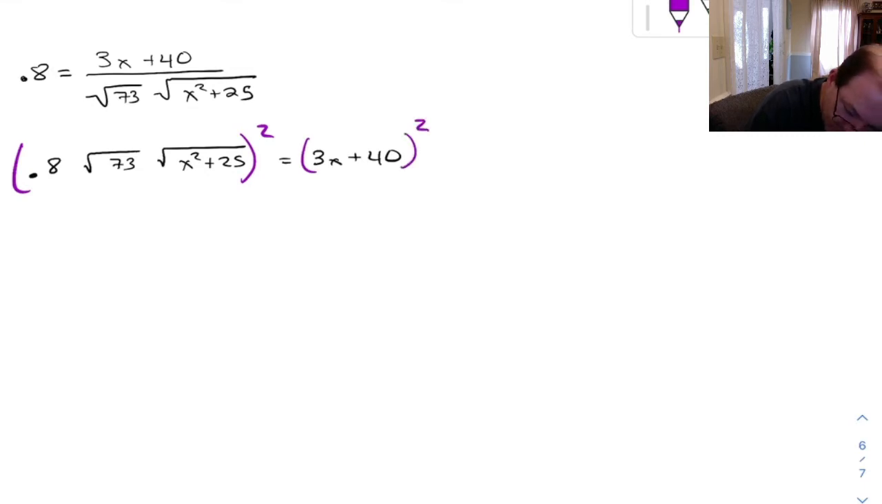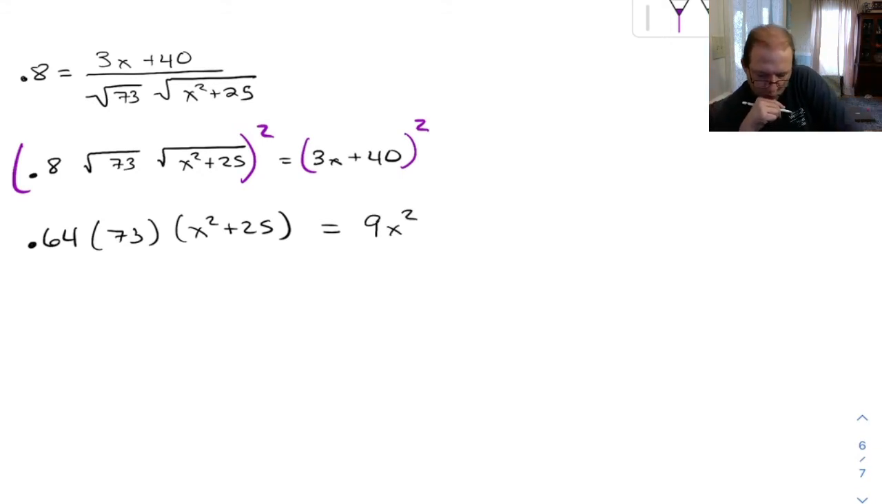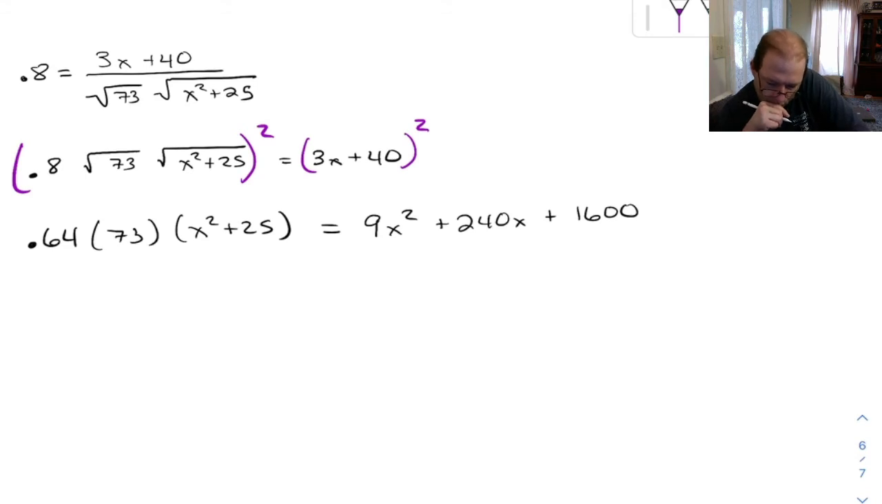Because when you square this on the left, if you square 0.8, you get 0.64 times 73 times x squared plus 25. And if you square this over here, you get 9x squared. Let's see, 3x times 40 would be 120x, so plus 240x, plus 40 squared is 1600.